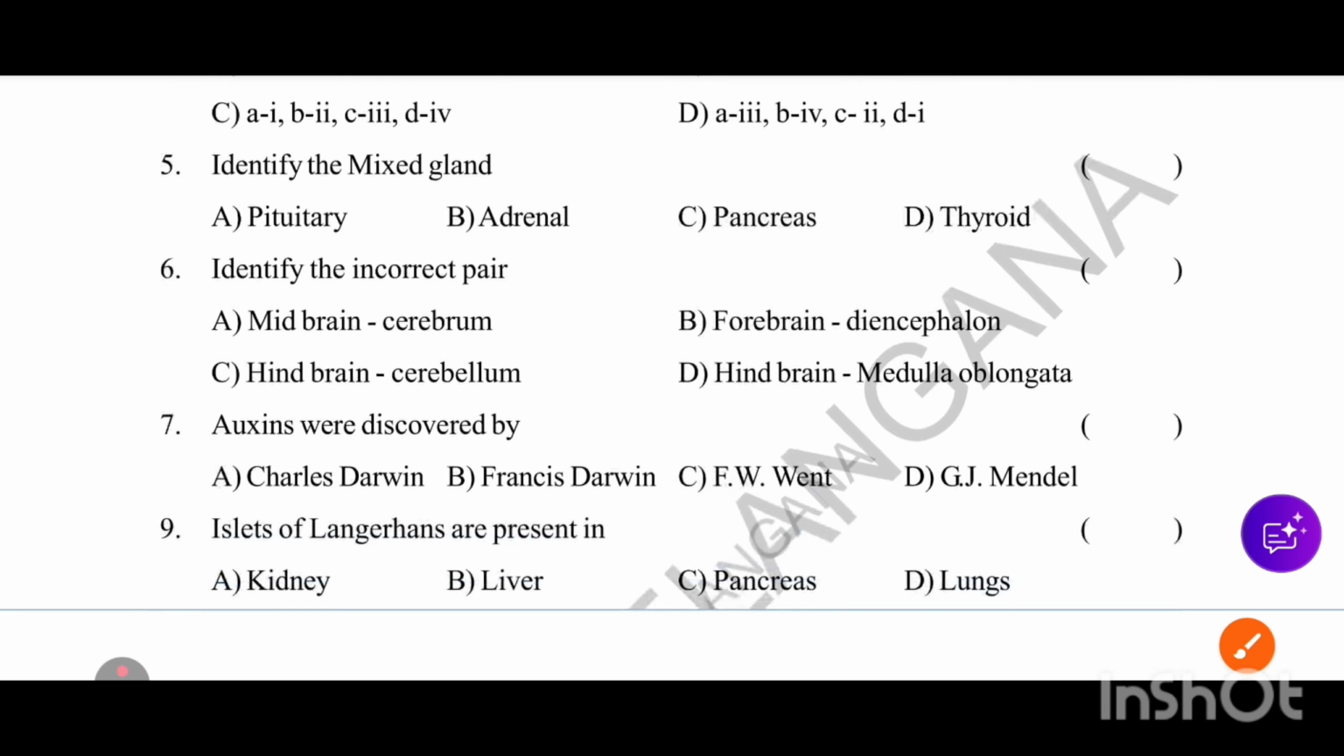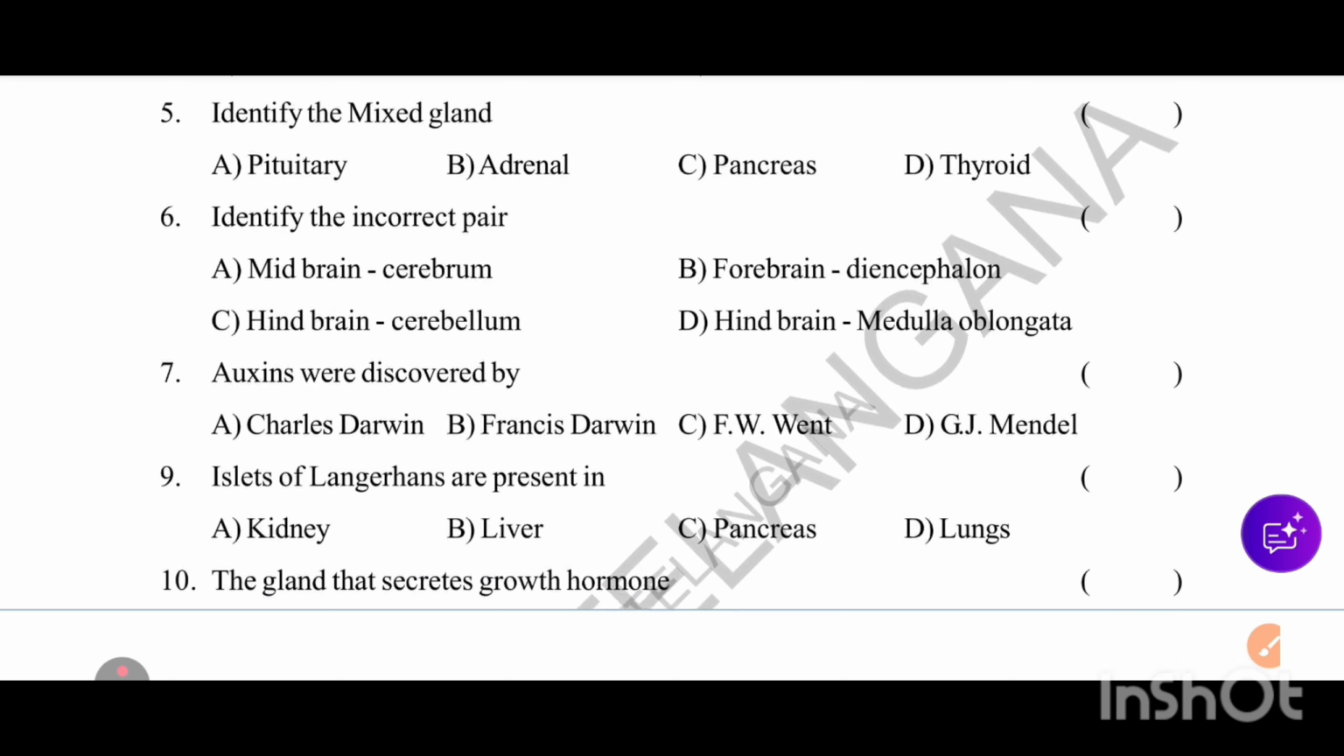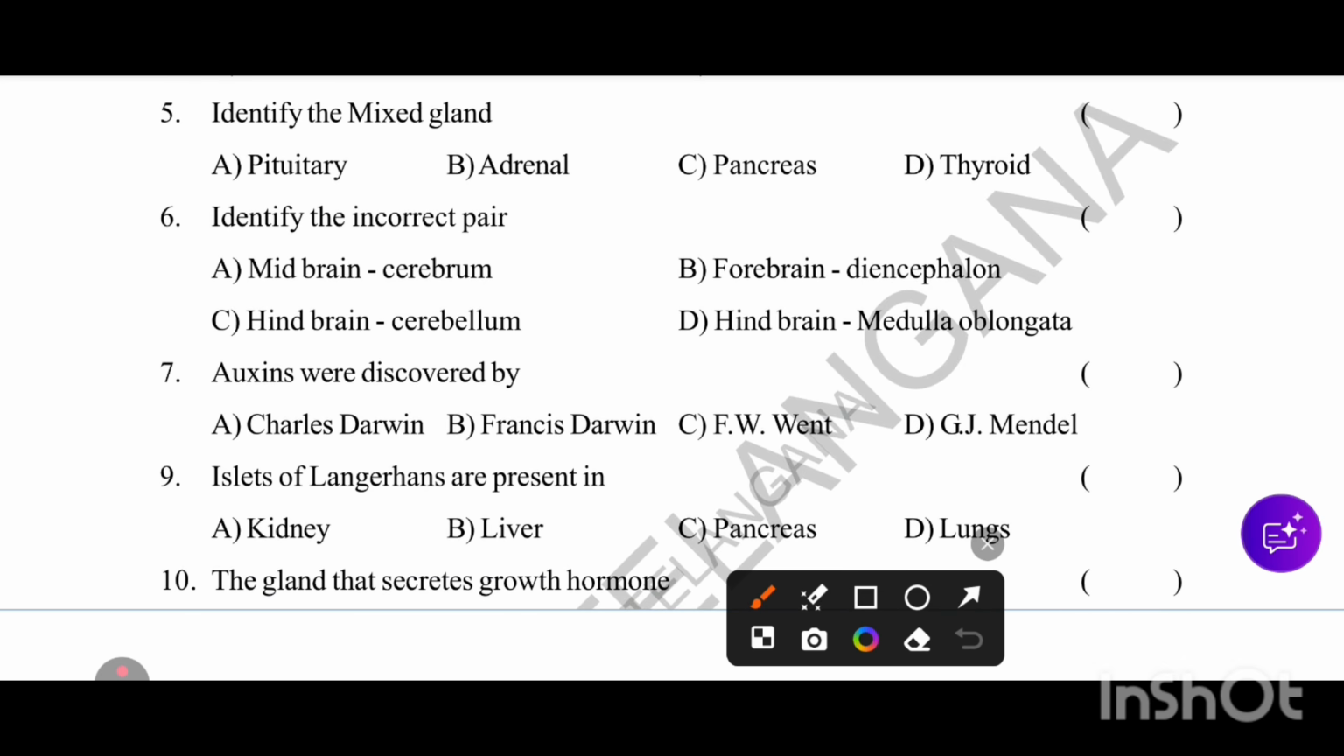Next, sixth question. Identify the incorrect pair. Check once, I am saying incorrect pair, not correct pair. Forebrain, diencephalon is a correct pair. Hindbrain, cerebellum is a correct pair. Hindbrain, medulla oblongata is also a correct pair. But in the given options, the incorrect pair is midbrain, cerebrum. So the right answer is A.